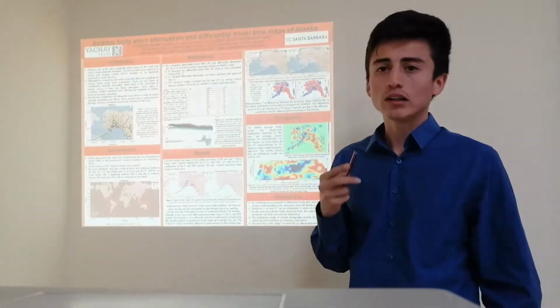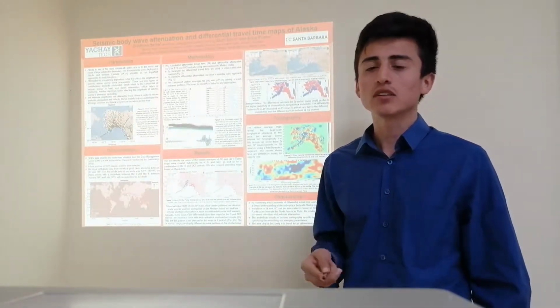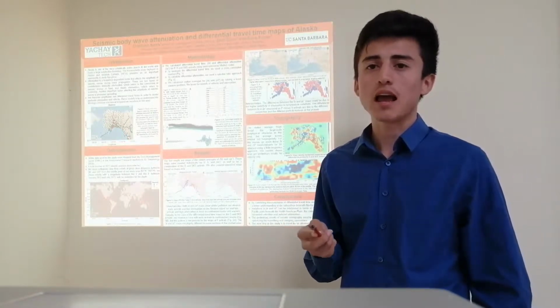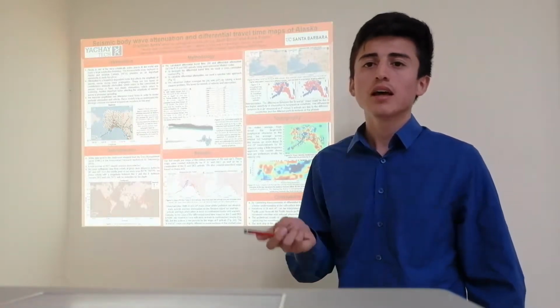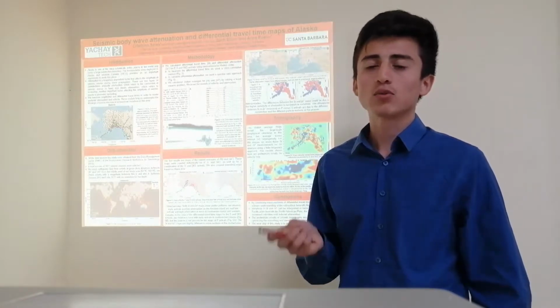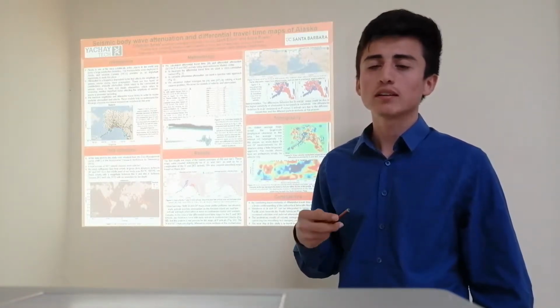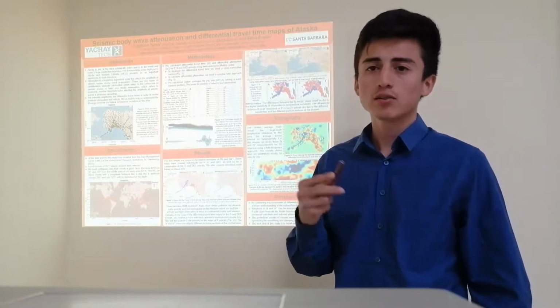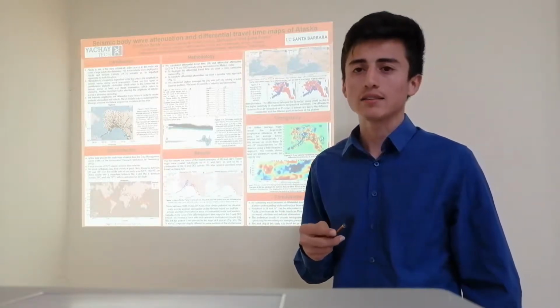Body Wave Attenuation and Differential Travel Time Maps of Alaska. This project wanted to elucidate the attenuation and velocity patterns of this area, and this is because Alaska is one of the most seismically active places of the world. The deployment of the Transportable Array to Alaska and Western Canada represents an important opportunity to study and understand better this place. This array is also known as AKTA.